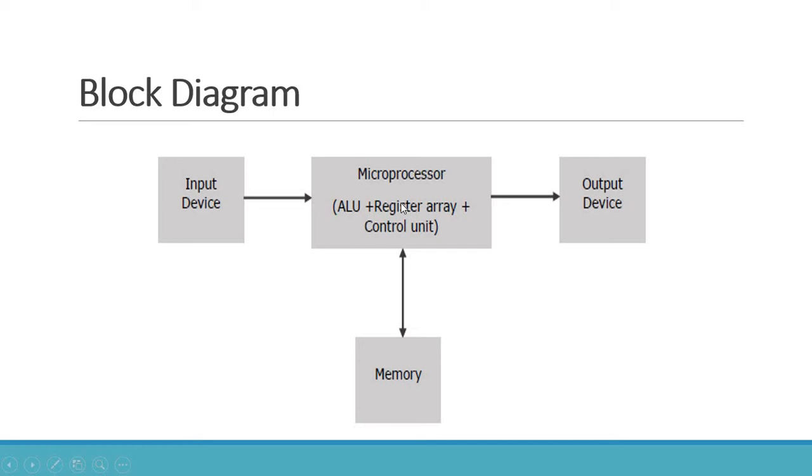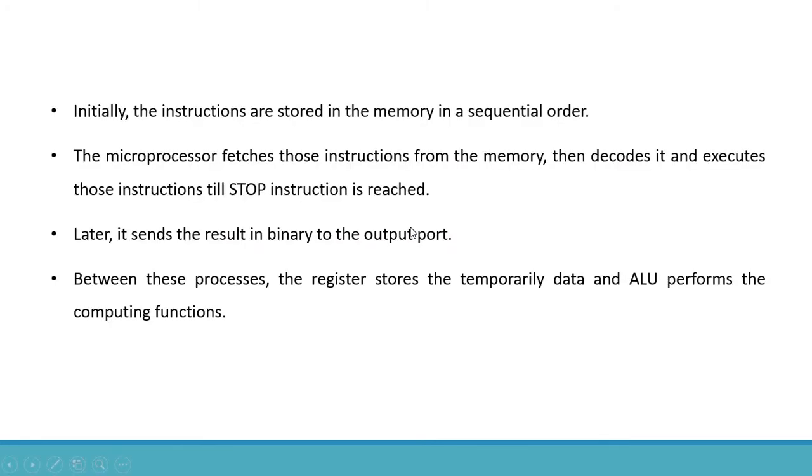In microprocessor, there are concerned three most important parts. First, ALU. Second, register array. Third, control unit. So, initially, when the instructions are stored in the memory, they are in sequential order. Nextly, the microprocessor fetches those instructions from the memory and decodes it. After decoding, it executes the instruction till stop instruction is received.